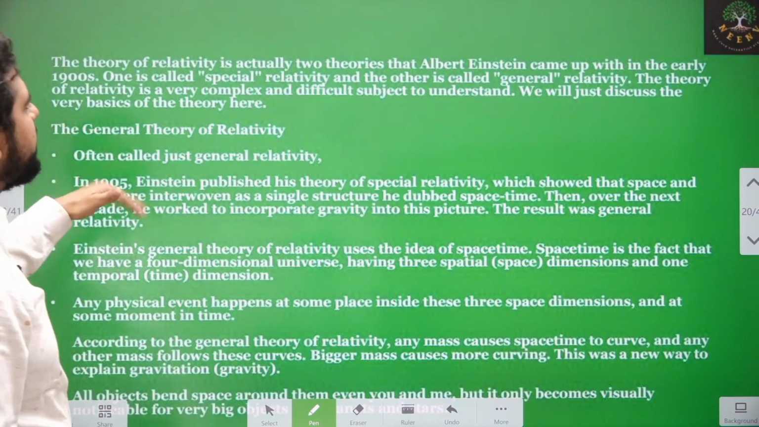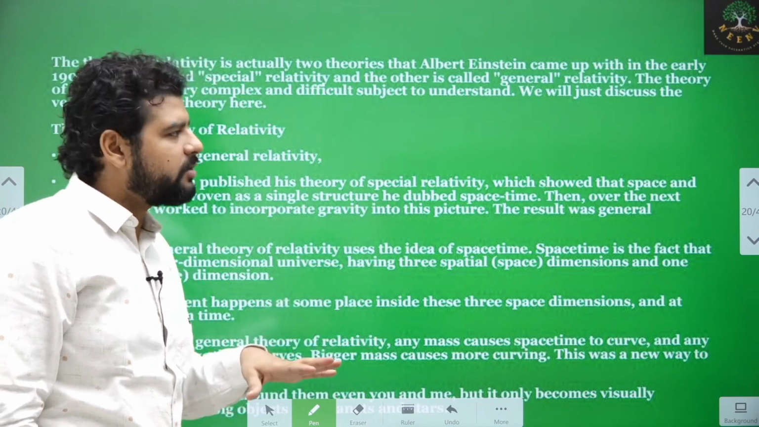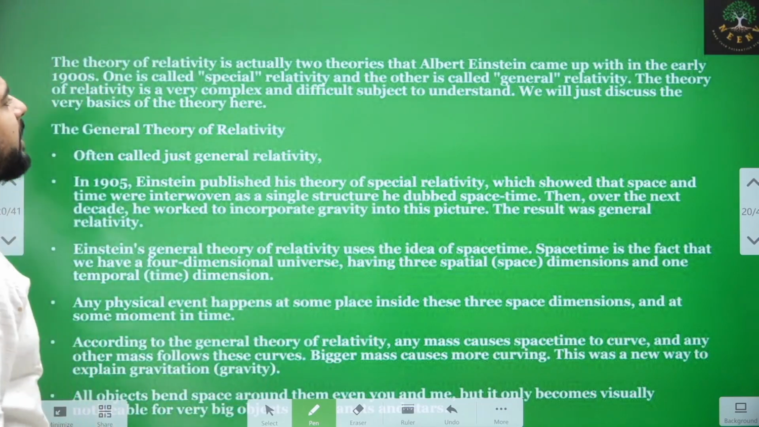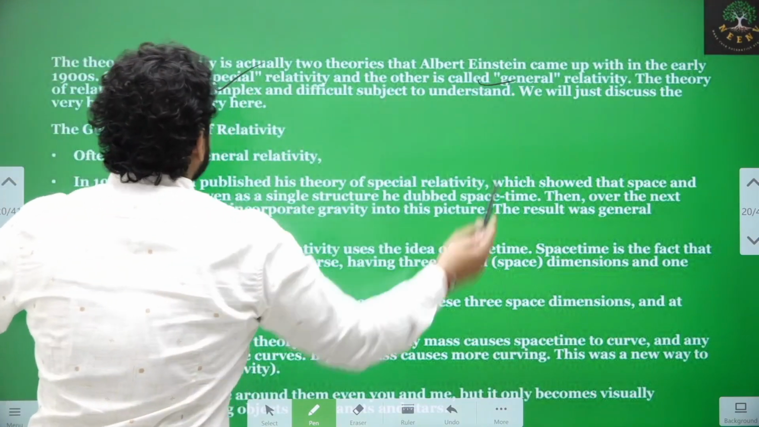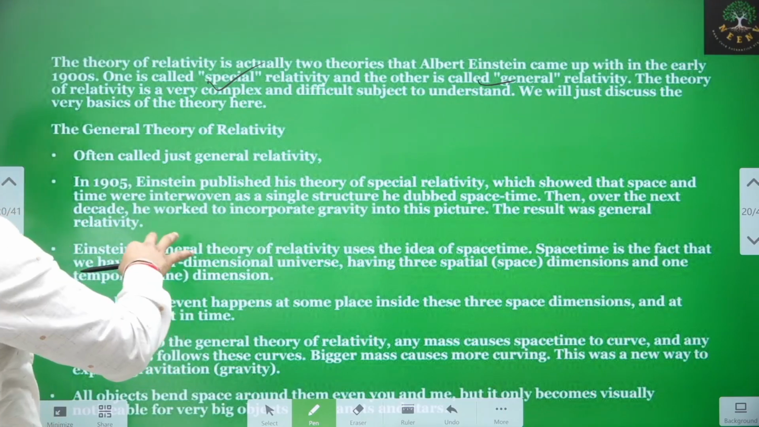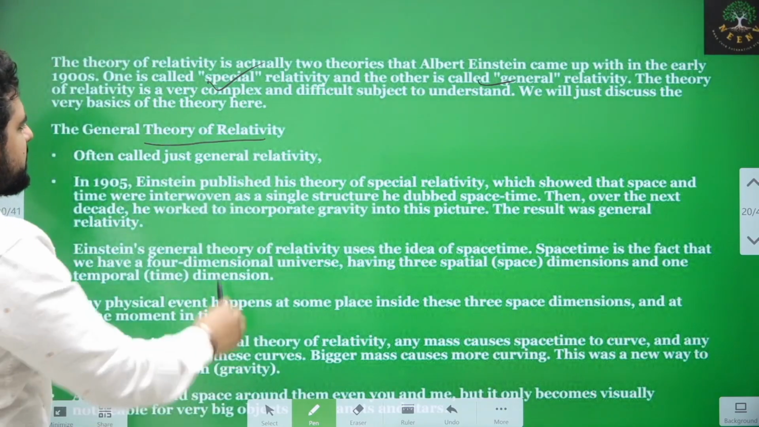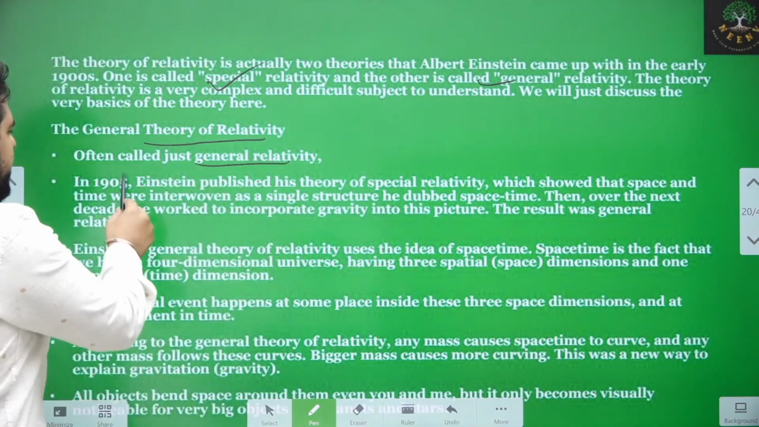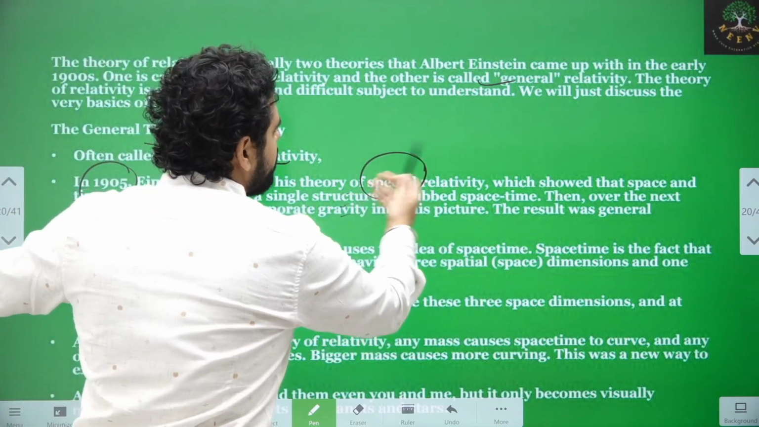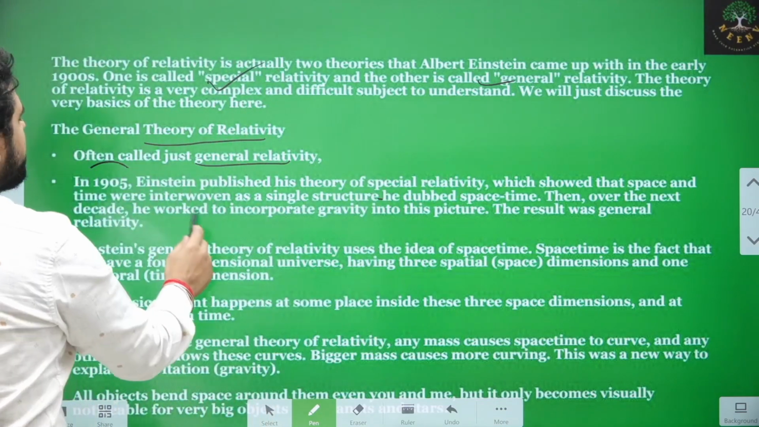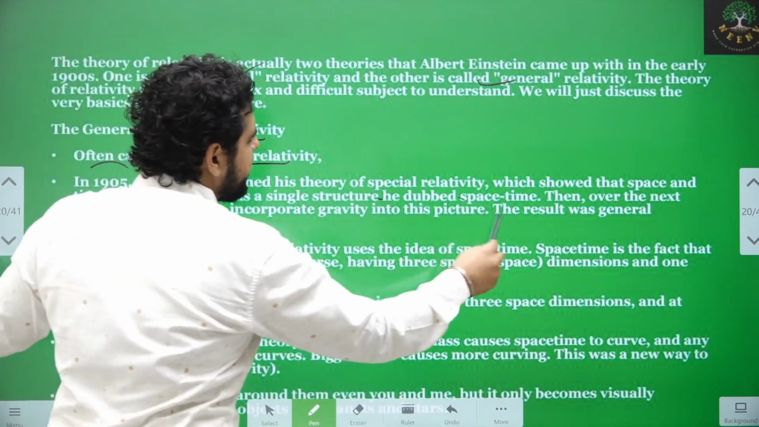See, theory of relativity is two theories, right? Special theory of relativity and general theory of relativity. That was given by Albert Einstein. The general theory of relativity is often called just general relativity. In 1905, Einstein gave the theory of special relativity, which showed that space and time were connected, interwoven in a single structure, and he termed this as space-time.